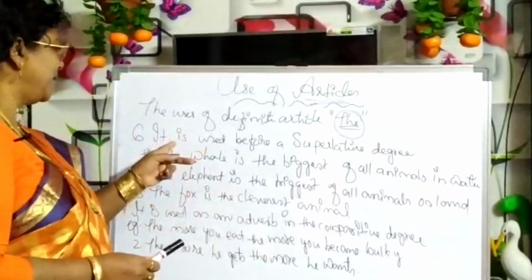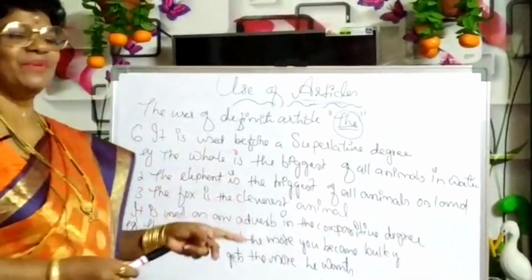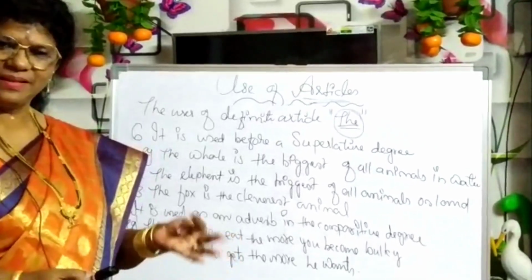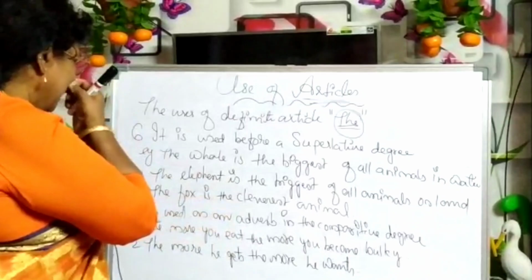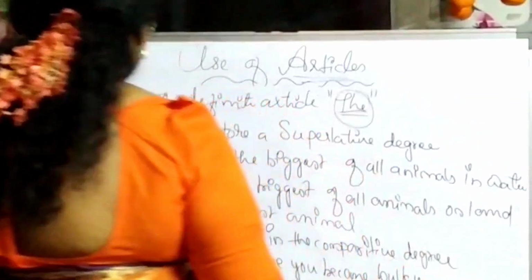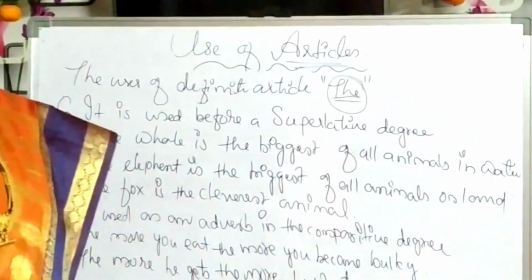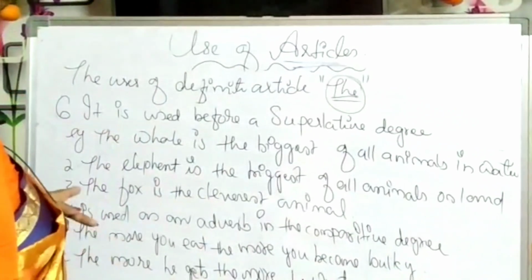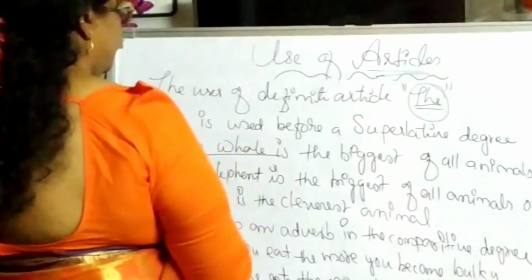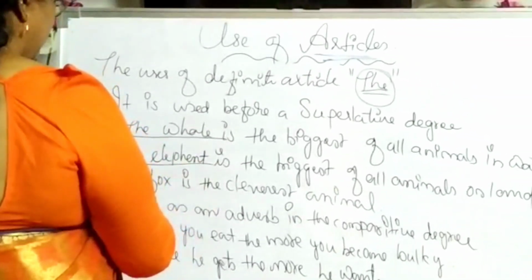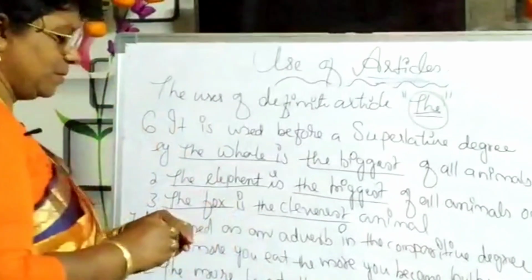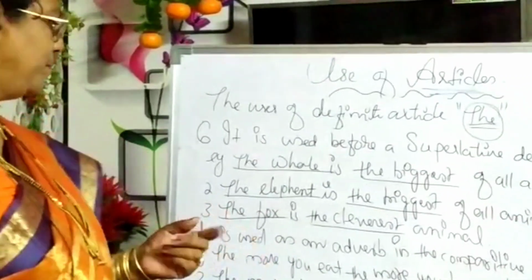Sixth rule. It's used before a superlative degree. What is superlative degree? Degrees of comparison: positive, comparative, superlative degree. Then, example. The whale is the biggest of all animals in water. The elephant is the biggest of all animals on land. The fox is the cleverest animal. So here, the whale, the elephant, the fox, the biggest, the cleverest. So for the superlative degree, we will use the.